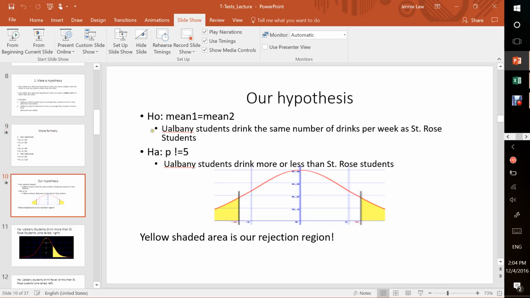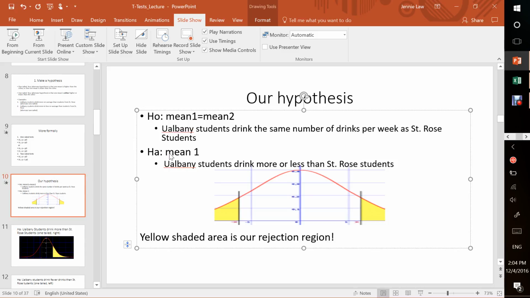So as a review, our null hypothesis for the example we're going to work through is that the mean from a sample from one population is equal to the mean of a sample from our second population. So we're saying that UAlbany students on average drink the same number of drinks per week as St. Rose students. Our alternate hypothesis is that mean 1 does not equal mean 2. So this is that UAlbany students don't drink the same on average as St. Rose students.